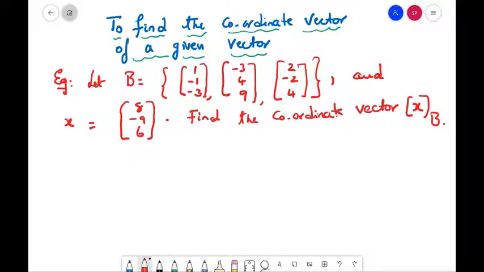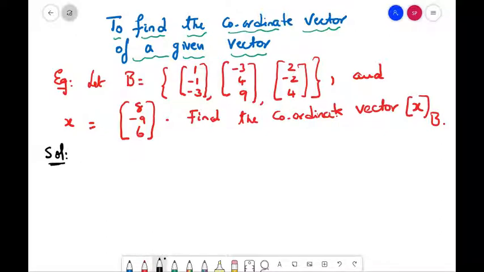So let us see this example. Let B be the set containing 3 vectors here. That means what is B? Basis for the vector space. It's not mentioned, but still that is a basis set. And X is the vector 8, minus 9, 6. Then find the coordinate vector of X with respect to the basis B. This is what we meant by this question. Let us see now the solution.